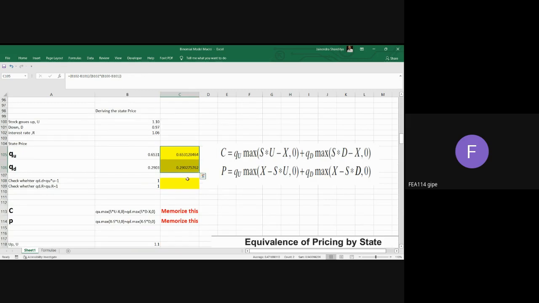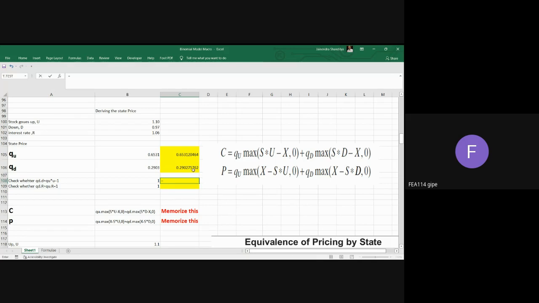Now there is one more thing that we need to do. You have to check whether QD into D plus QU into U, where QD is the price in the down state and QU is the price in the up state, multiplied with both down and up state, should be equal to 1. They should be equal to 1. Now you might ask why, how come, and what is the relevance of this? So I will show you. First, let's check whether this is happening or not. Then I will tell you why.